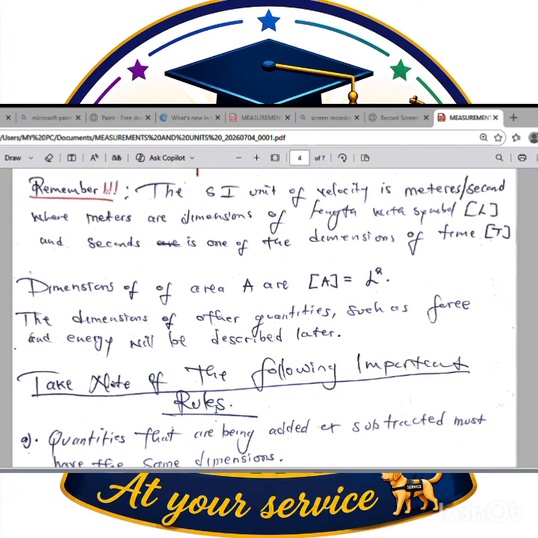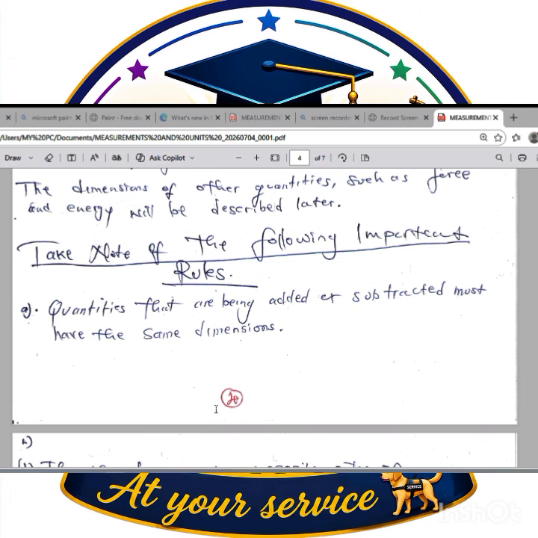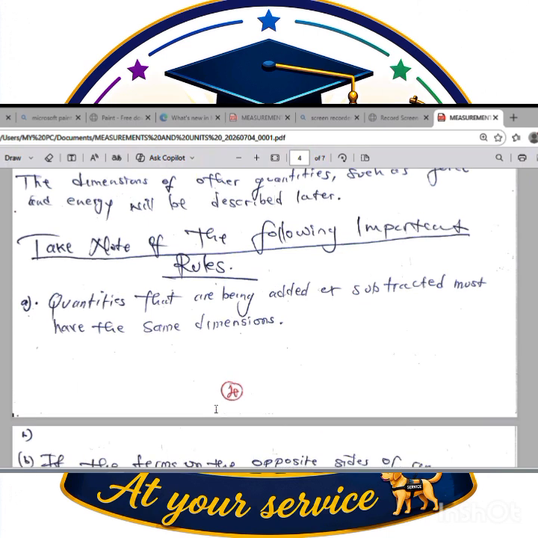Right. So we know that area is equal to length multiplied by length. We just multiply two lengths actually. Then the dimension of other quantities such as force and energy will be described later. So now you should take note of the following.